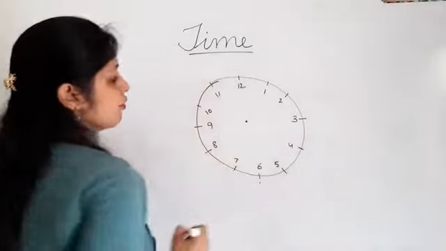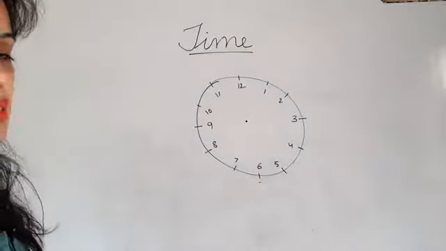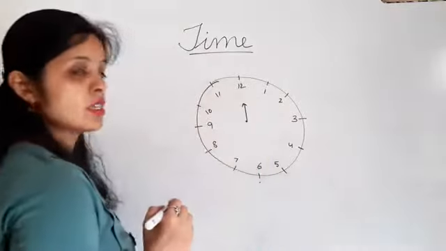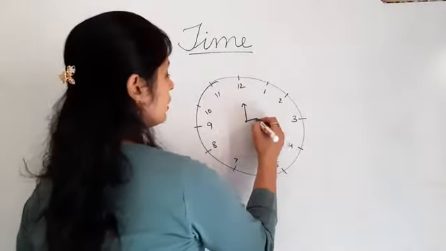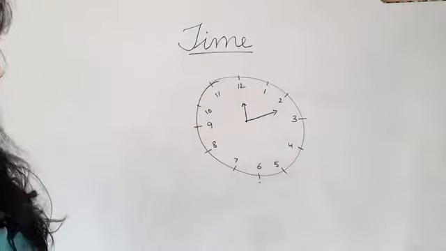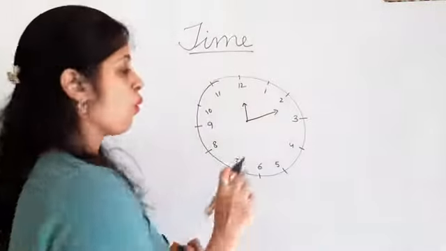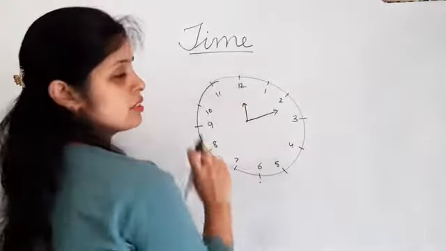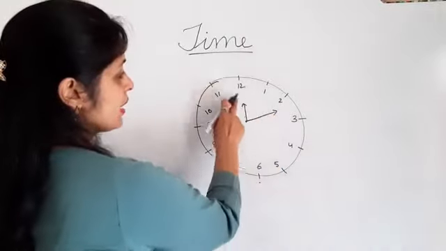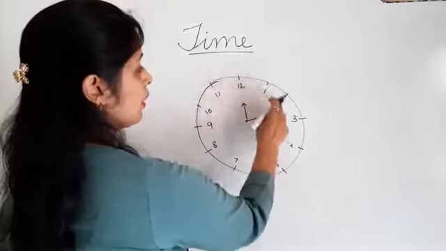In our clock we are always having two hands. Sometimes in some clocks we are having three hands. The smallest one is the hour hand, and the bigger one is the minute hand, and one hand is the seconds hand, which moves very fast in the clock. But here I'll explain only the minute and hour hands. So this hand tells us the hours, and this tells us the minutes.